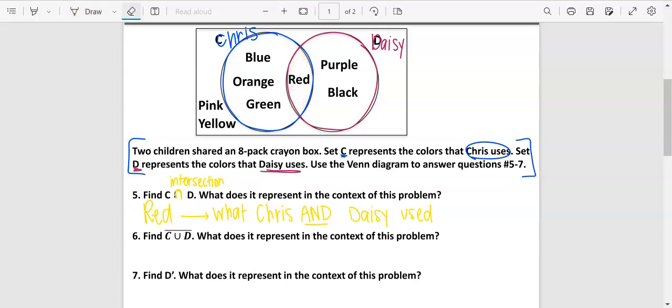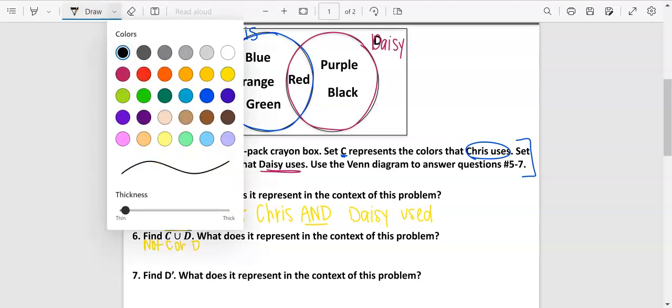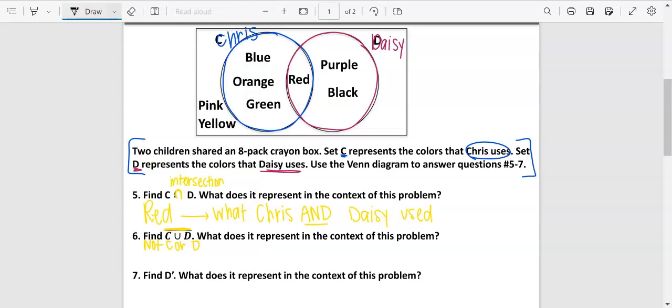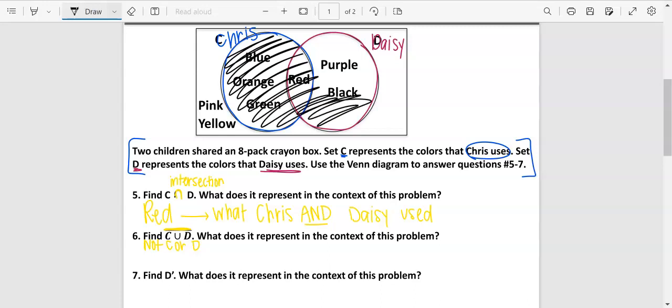So then we can go through to our next problem. It says find this long line up there. Remember, that means complement. So that also means not. So it means not the union of C or D. So I'm going to cross out in black what we don't want. We do not want any of the union. The union is them merged together. We do not want either of those.